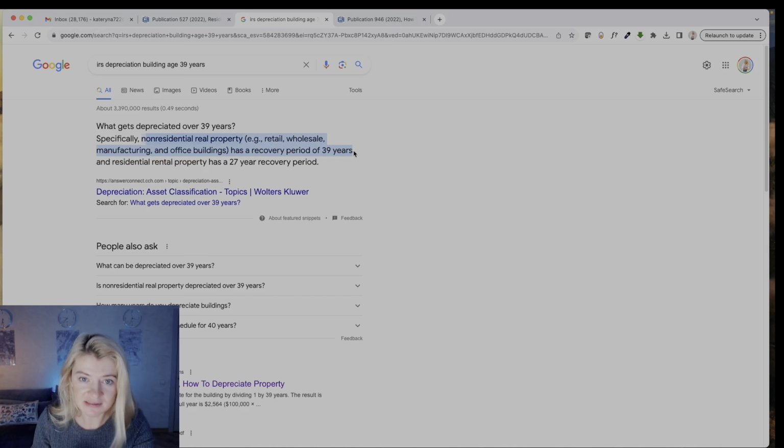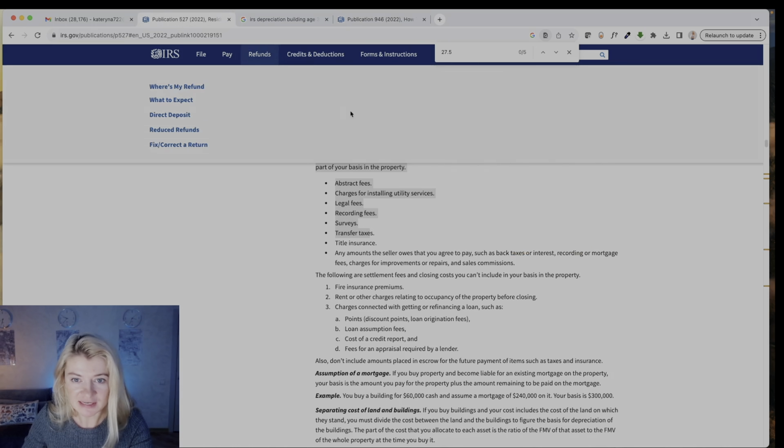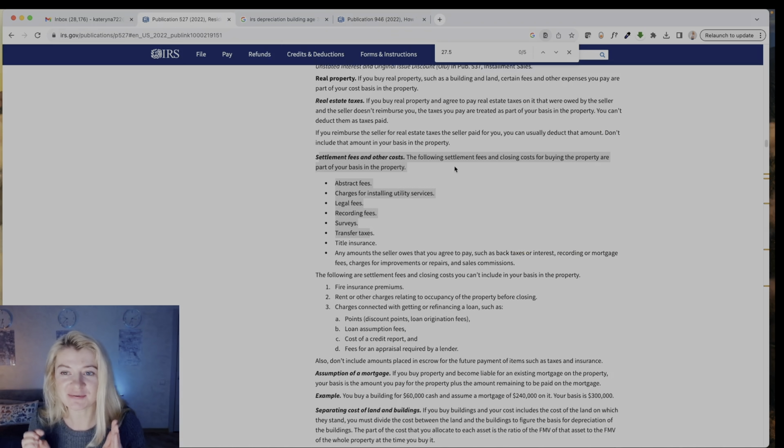Non-residential has 39 years. So if it's a non-residential rental property, we depreciate over 39 years. And for residential, we depreciate over 27 and a half years. So I think that would be the basics to know about rental real estate and how to include it under a depreciation schedule.